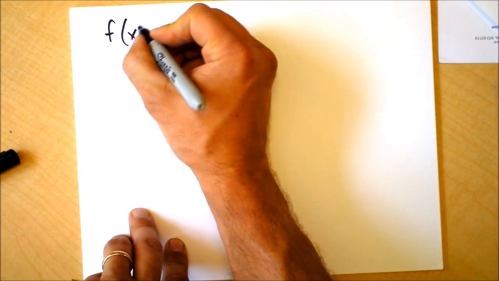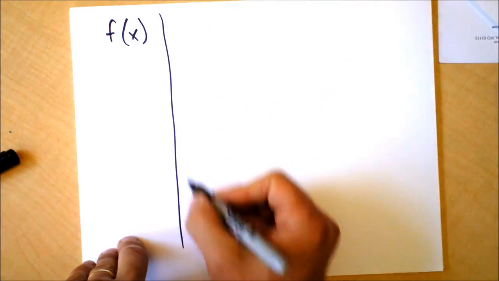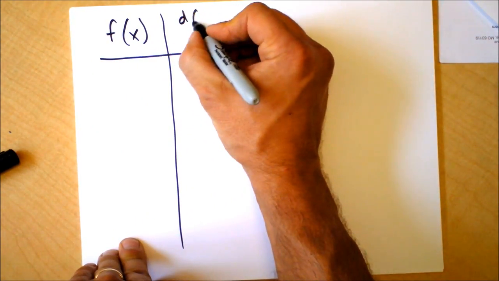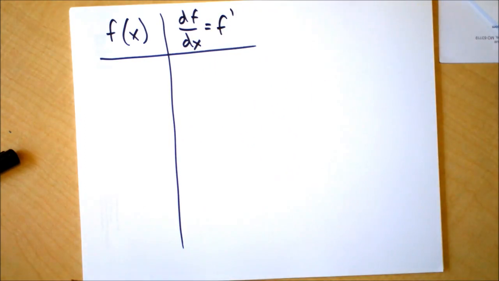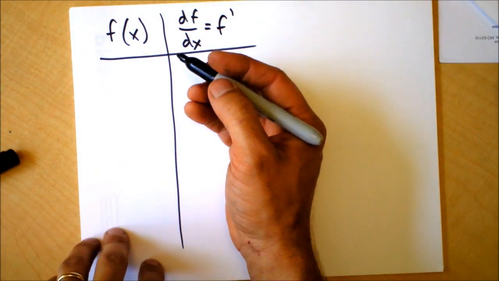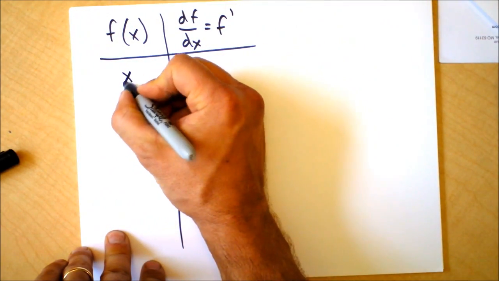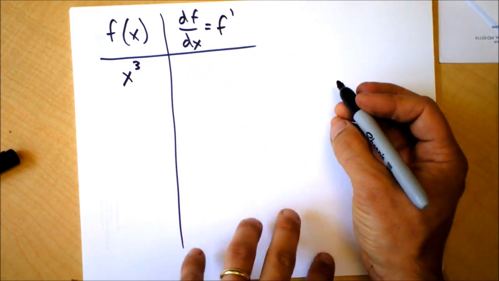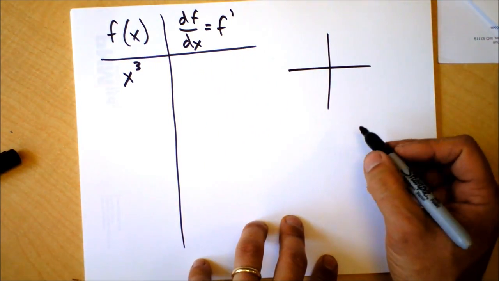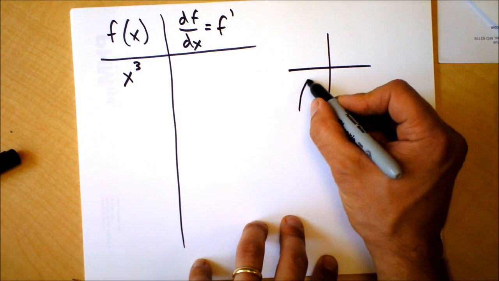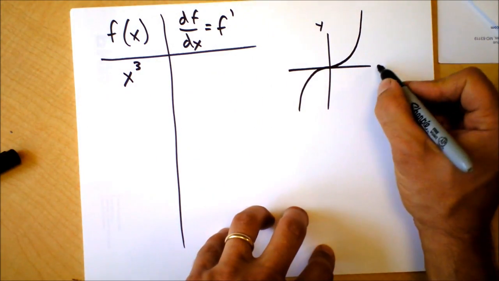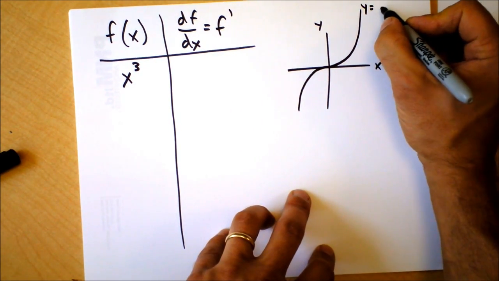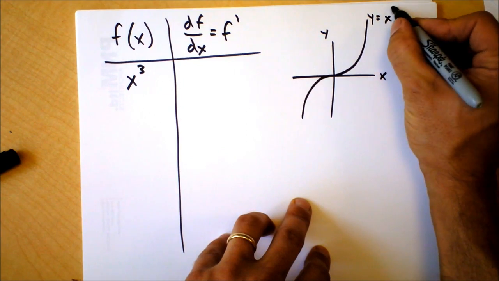And I'm going to continue this process where we put the function as it depends on x, and then we put the derivative df dx, and some people call it f prime. So let's get another function out here. What if I have x to the third? X to the third, a wonderful little function that comes up like this and goes like that and then goes like that. So this is y and x, and this is y equals x to the third.